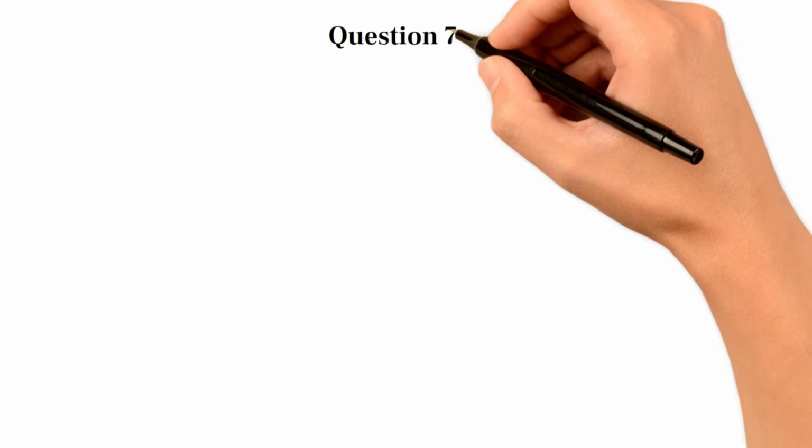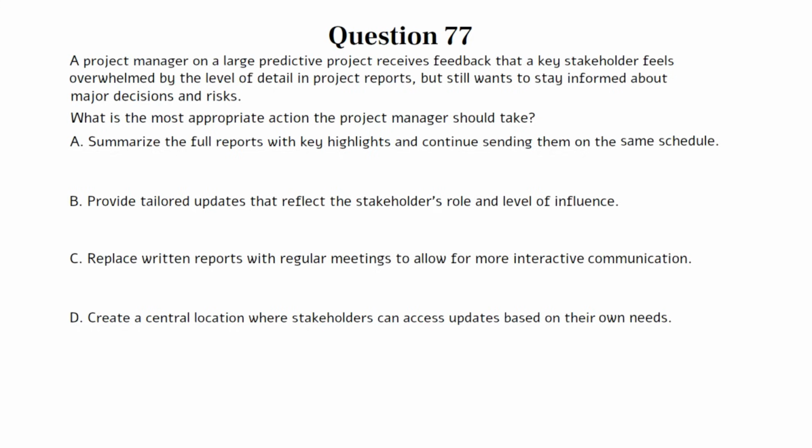Question 77. A project manager on a large predictive project receives feedback that a key stakeholder feels overwhelmed by the level of detail in project reports, but still wants to stay informed about major decisions and risks. What is the most appropriate action the project manager should take?